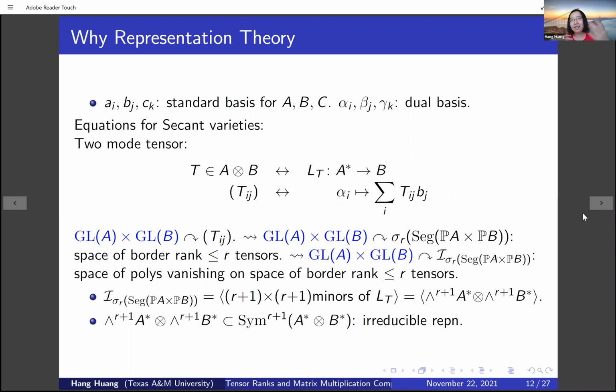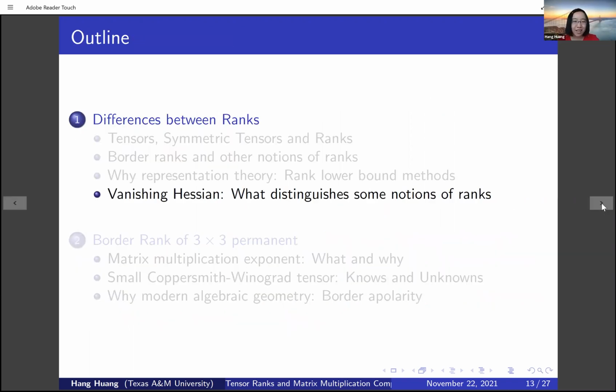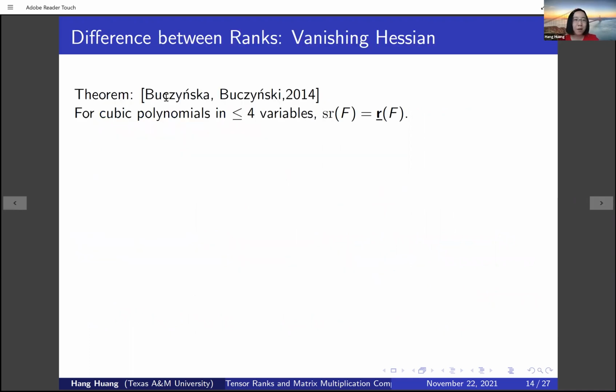I want to say that distinguishing between these three notions of ranks is a very subtle problem. And the motivation of our project actually comes from results several years ago by Buczyńska and Buczyński, which say that if you look at cubic polynomials in less than or equal to 4 variables, then in fact the smoothable rank is the same as the border rank.